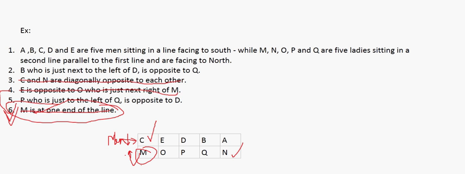When M was placed, we were able to place O. When O was placed, we were able to place E, right? Then using the 5th statement, we placed P and Q. Then we placed D and B. And finally, only A was left, so we placed A on the empty space, right? So this is how we do this question.